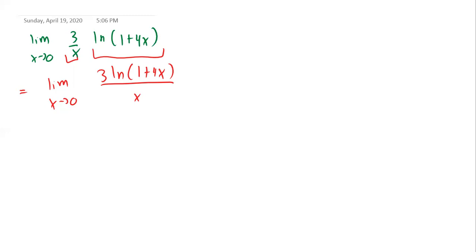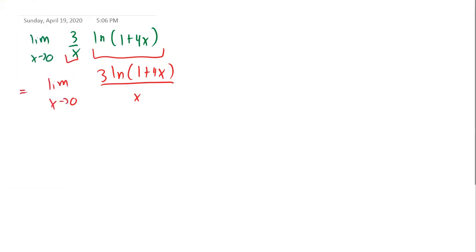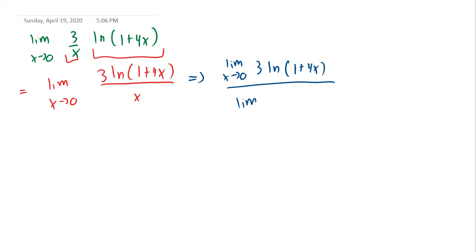Now notice that this saves a step, because this is already in the indeterminate form 0 over 0. Because if we take the limit of the top, what do we get? So let's see what we get. Limit as x approaches 0 of 3 times the natural log of 1 plus 4x, divided by the limit as x approaches 0 of x. Well, this one on the bottom is definitely 0, obviously.